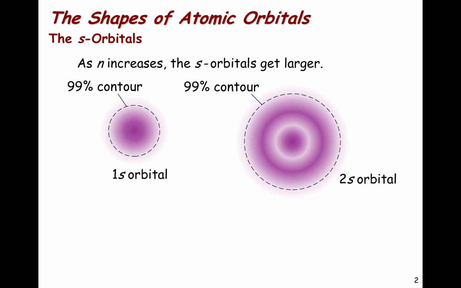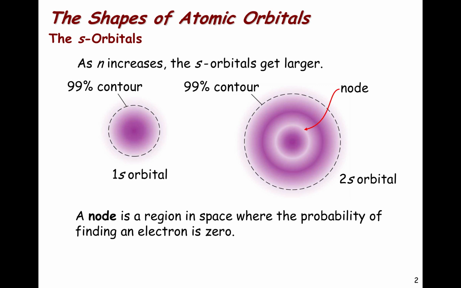This roughly corresponds to the shells associated with the Bohr model. We say that in the 2s orbital, the region where there's this drop-off in the probability is represented as a node, a region of no amplitude in the particle wave.